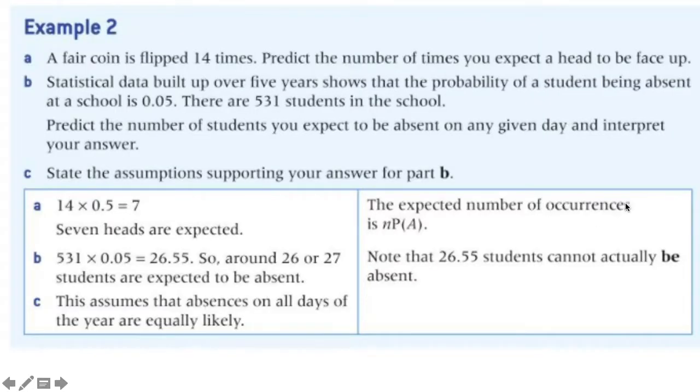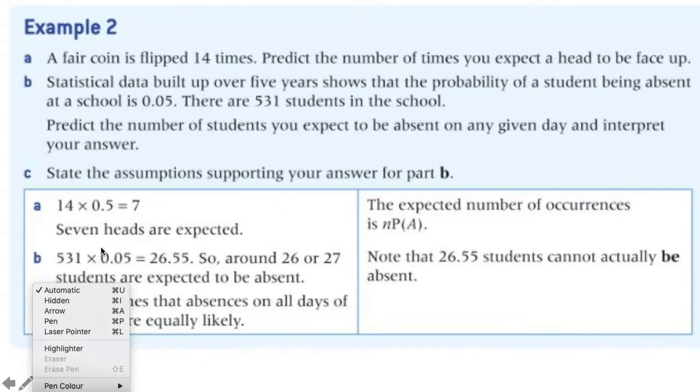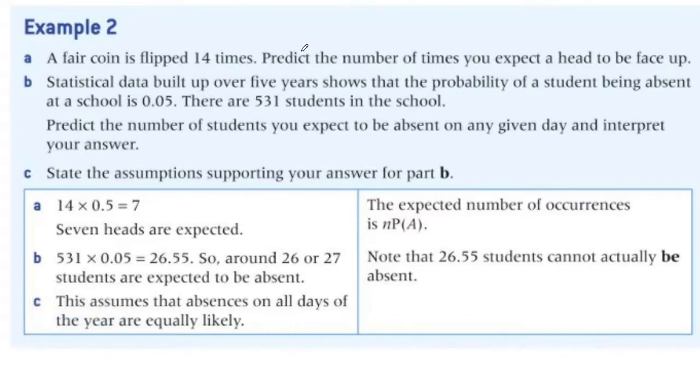Now, we're going to go over this question. A fair coin is flipped 14 times. Predict the number of times you expect a head to be face up. So this prediction is called theoretical probability. This is how many times we'd expect in theory if we weren't to actually do the experiment.